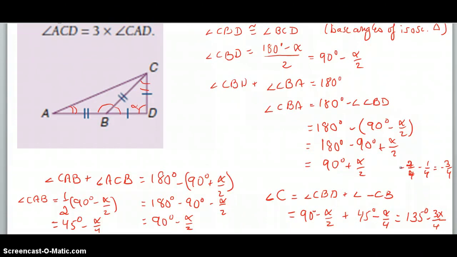I just need to show that this angle, the small one here, multiplied by 3, gives me this. So let's check that. Is 3 times 45 degrees minus alpha quarters, if I calculate this, the same as my answer here? Well, 3 times 45 is 135 degrees, and 3 times negative alpha quarter is negative 3 alpha quarters. So I'm getting exactly the same. And what I needed to show is now done: that this angle is 3 times the small angle CAD here.